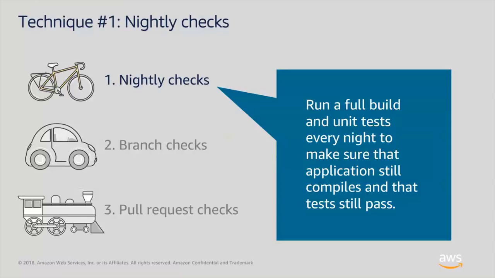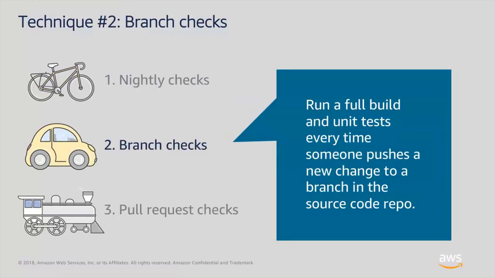So there could be a chance that in the morning we find out that bad code has been introduced to that particular code repository, and now developers are stuck, and we've got to go through and figure out which commit actually caused that and then fix it. Second phase of this is going through and implementing branch checks.